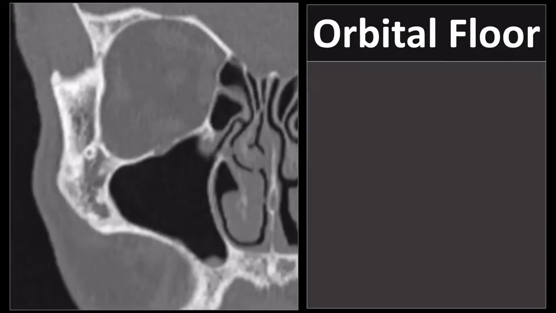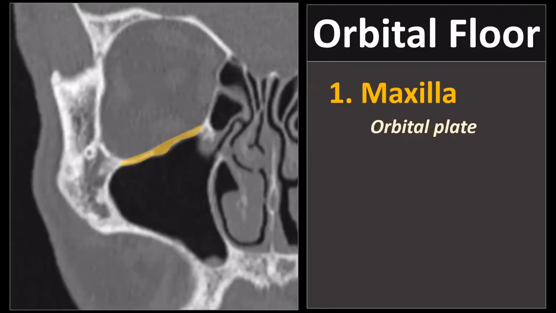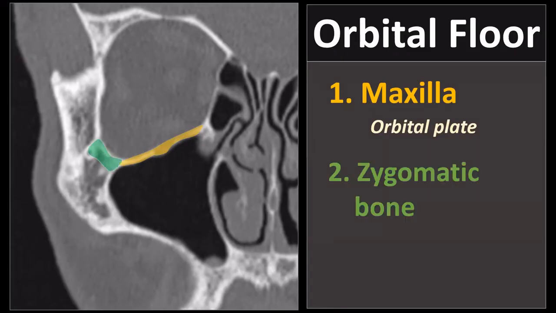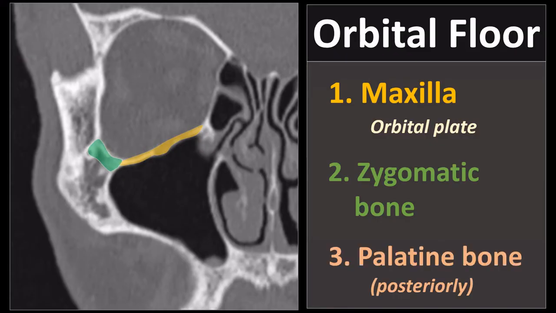Then let's move on to the orbital floor. The orbital floor is for the most part composed of the orbital plate of the maxillary bone. There's also a small component of the zygomatic bone and a very small component of the palatine bone at the back, which is not visible on these images.